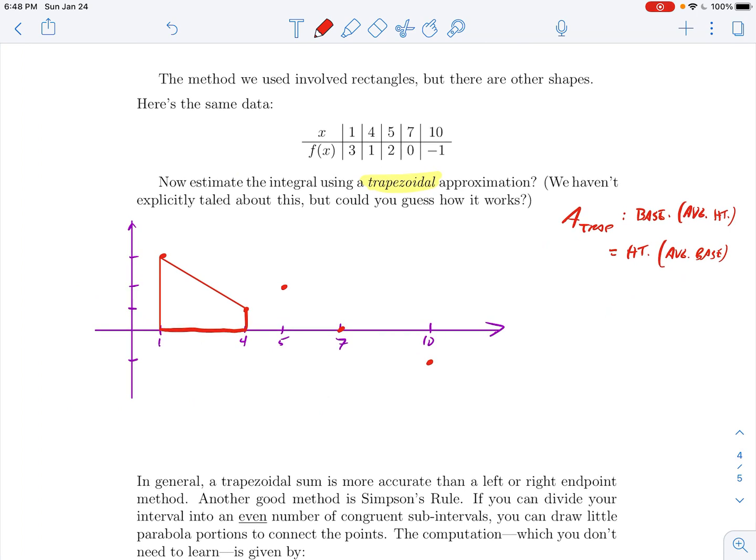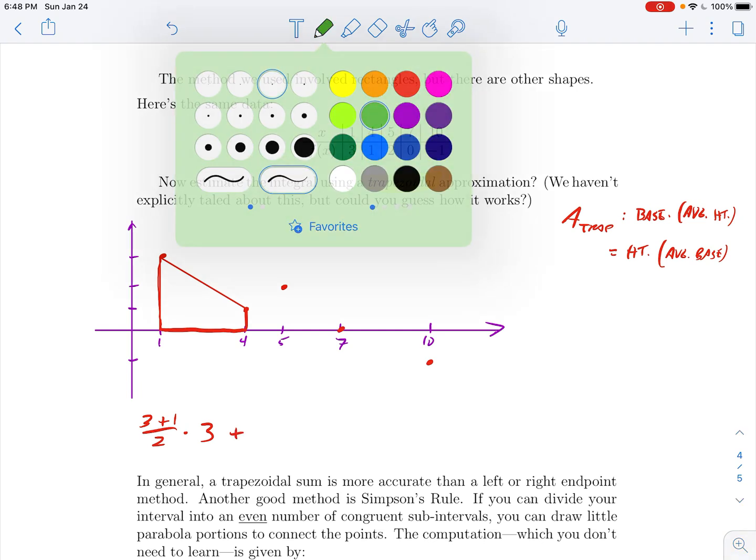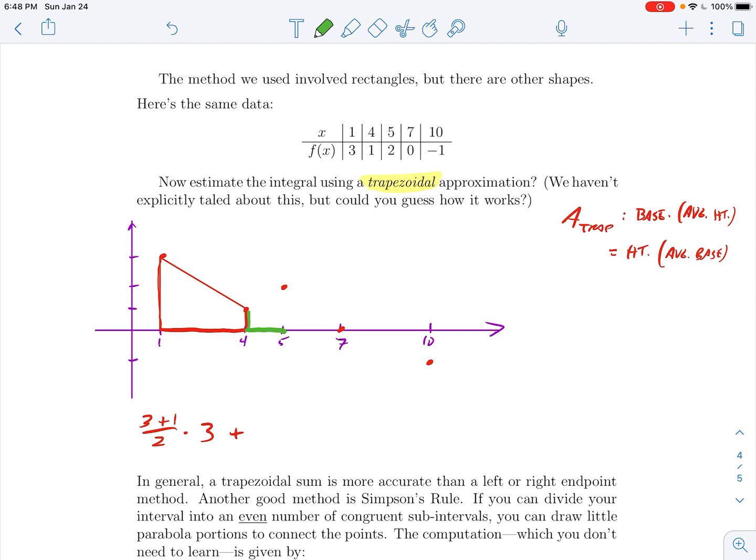But here, for example, for this first one, it's 3 units wide. The height on the left is 3. The height on the right is 1. So our area for this first one, we could think, all right, it's average height, 3 plus 1 over 2, times how wide that base is. Plus, now we could imagine another trapezoid like so in green. That's 1 unit wide, and the average of its two heights is 1 plus 2 over 2.